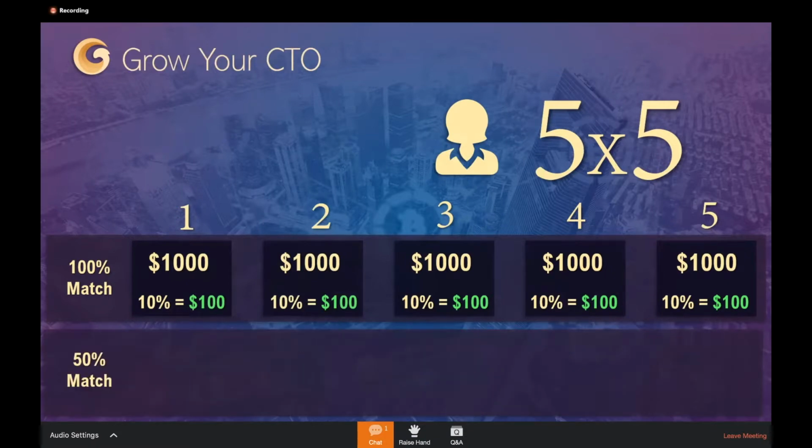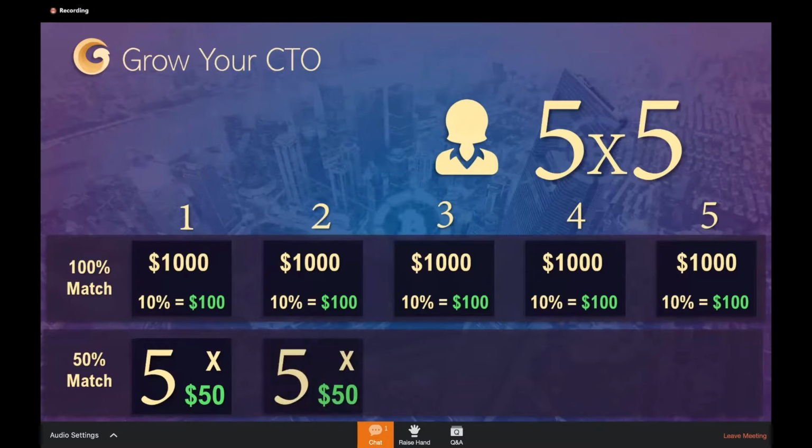Now on level 2, remember that's a 50% level. So this is 5 friends sharing with 5 friends. So in this case, 5 times. Now notice it's $50 and not 100. Why? It's still $1,000 and $100 earned, but that's a 50% level. So you're receiving 5 times $50 right across the board.